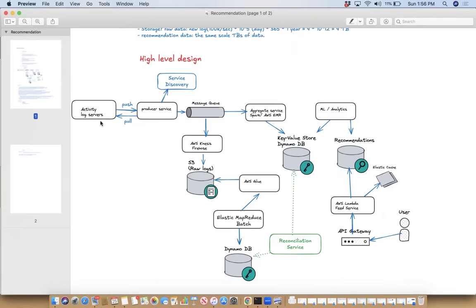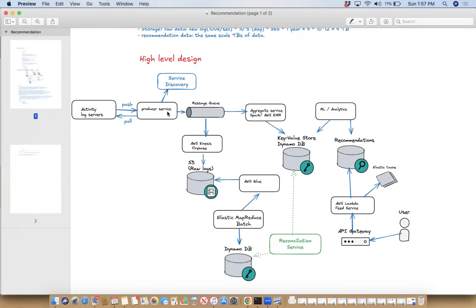the logs, activity logs, line by line in a buffer. And then when the buffer size gets to, let's say, 1 kilobyte, or 50 kilobytes or 1 megabyte, then they will push it to the producer server. That could be based on the size of the buffer, or it could be based on some timing interval. Every 5 seconds they emit log lines to the producer service.